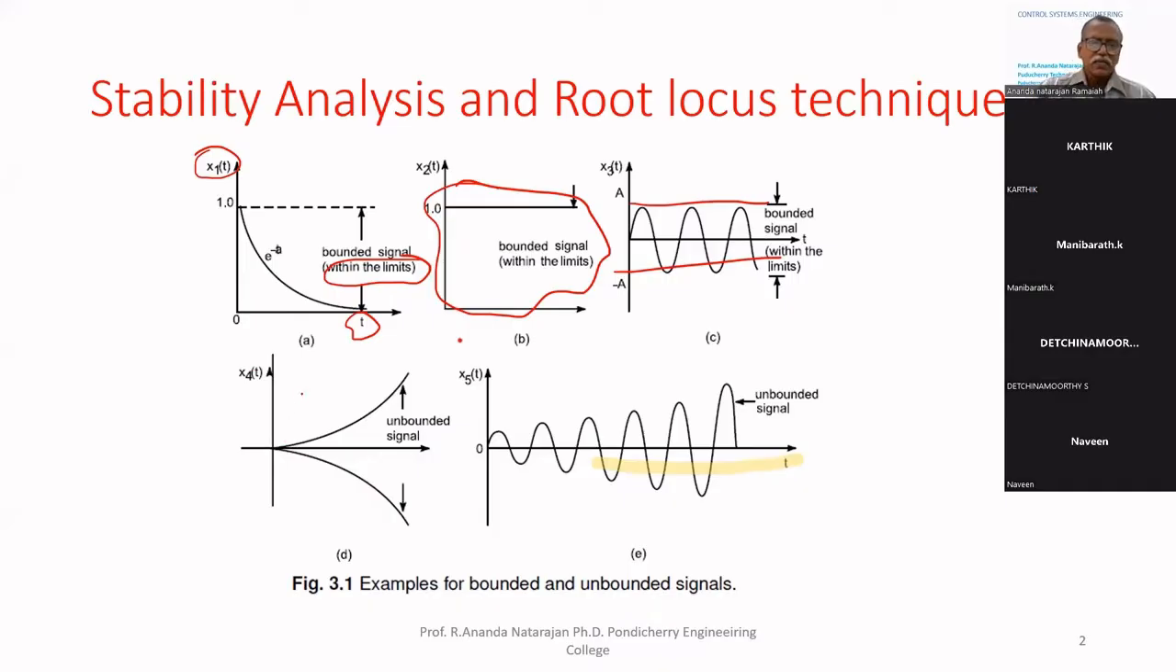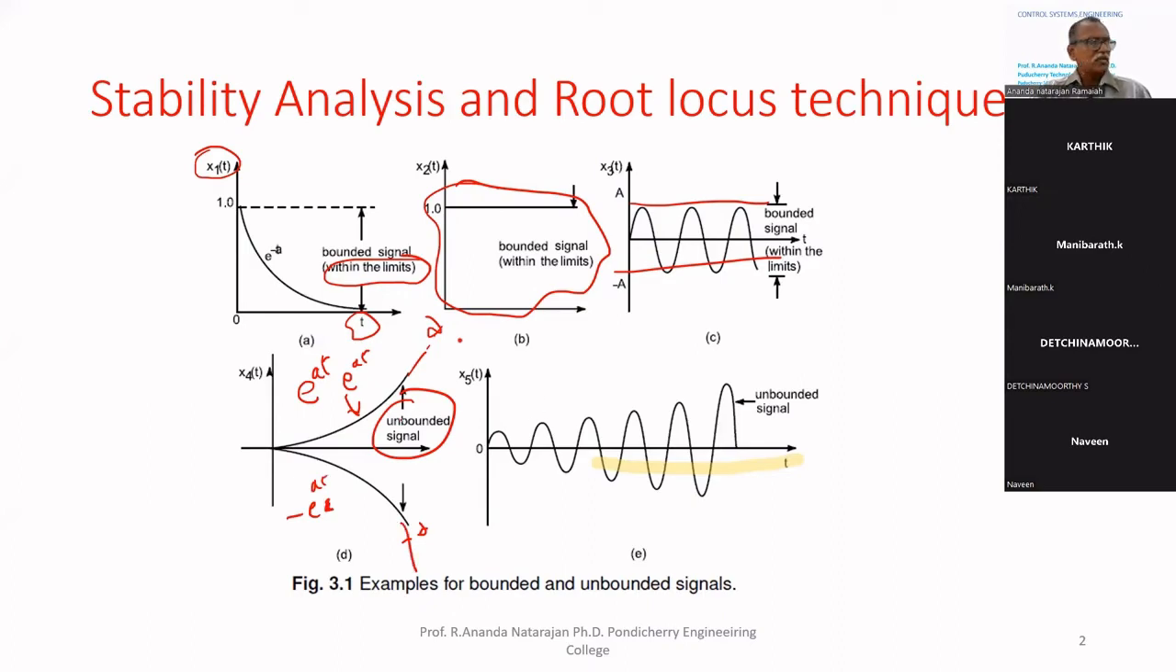Here, this is e power at. It goes on increasing exponentially. This is an unbounded signal. It will go to infinity. And minus e power at will go to minus infinity.